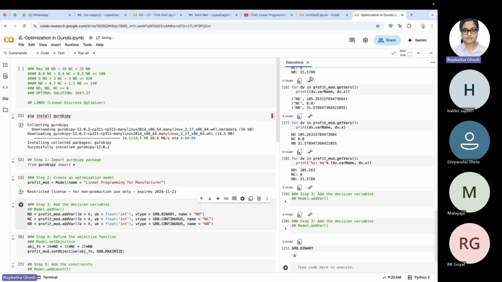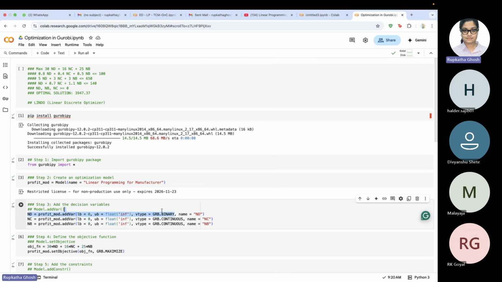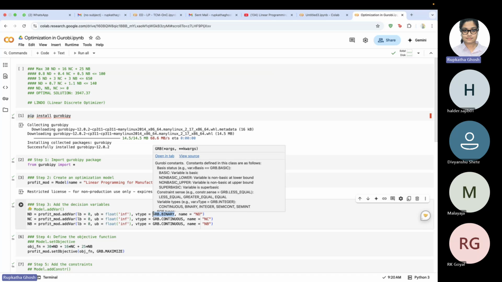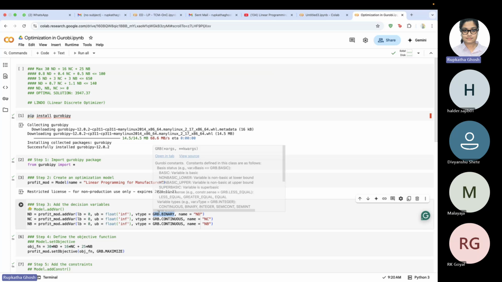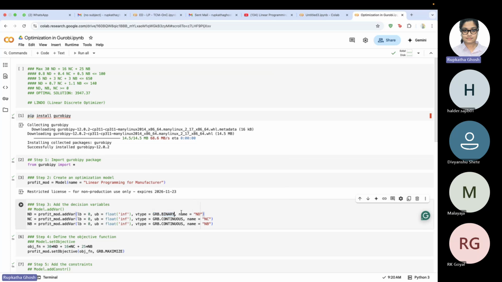Let's not complicate. You can also write B, simply B you can write, but for your sake, just write GRB.BINARY. If it is a pure integer variable, that is, it can assume only integer values, then you specify GRB.INTEGER. You can also write simply I. And if it is a continuous variable, just like this, where nothing is specified, only that it has to be greater than or equal to 0, then it is GRB.CONTINUOUS or C.